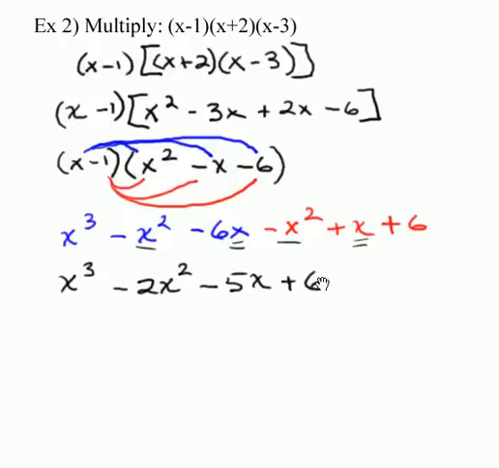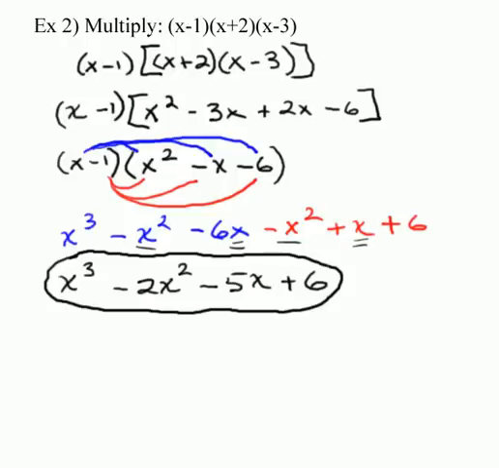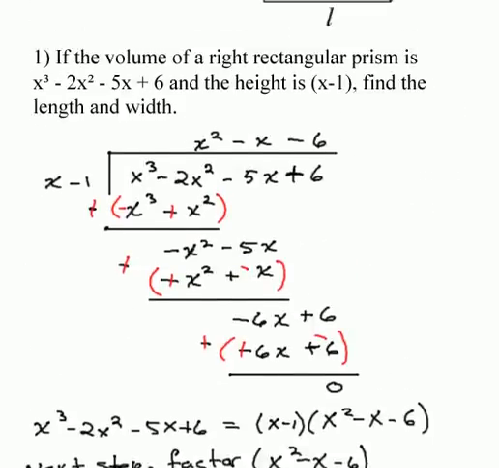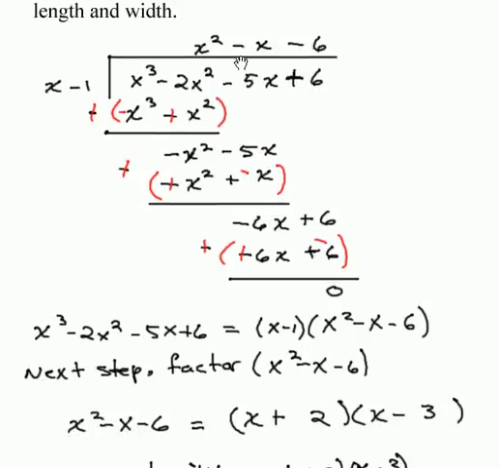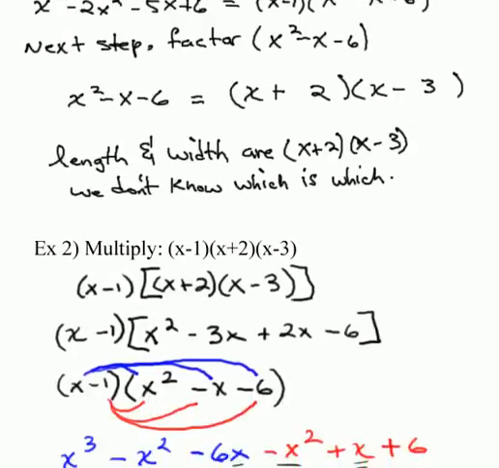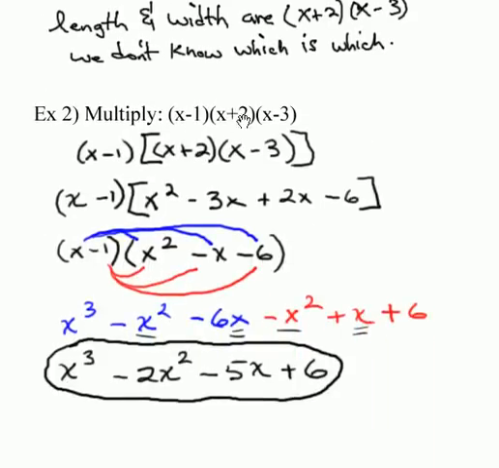And if we want to check that, in example 1, x cubed minus 2x squared minus 5x plus 6 was the volume that we started with. When we did our long division and our factoring, I just multiplied those three binomials together to check our answer. So once again, the state standard says you need to be adept at operations on polynomials. These two problems, we just showed in example 2, how to multiply three binomials.